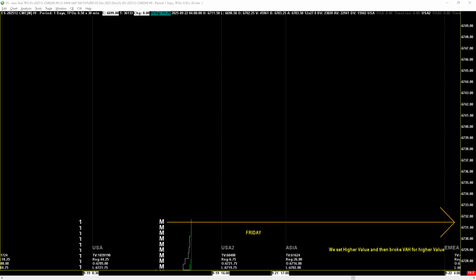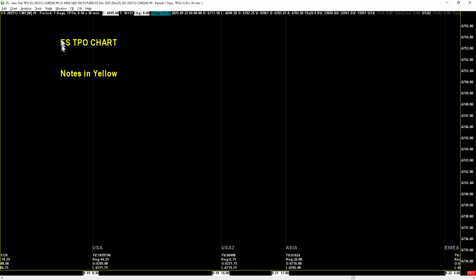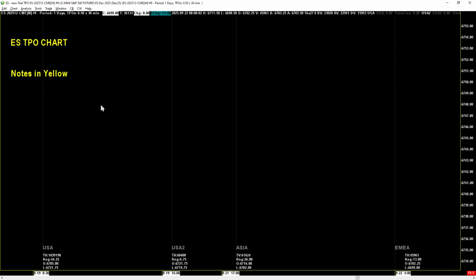I want to show everybody the trick that helped me go from an okay trader to a much better trader by overlaying a profile, call it a TPO, whatever you want to, and pivots together. So what I want to show you right now is an ES TPO chart. All of my notes are going to be in yellow.